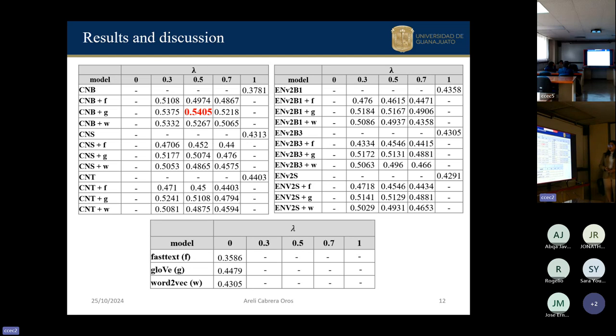These are our results. On the left side, we can see the convex-based model. On the right side, we have the EfficientNet models. And at the bottom, we can see only the text models. The fusion only occurs when lambda takes values different from 0 and 1. Our best result is 0.54, and it's effectively a fusion between a convex-based model and a GloVe model. We are having an improvement of 10% in comparison with the models that only take in context or image.